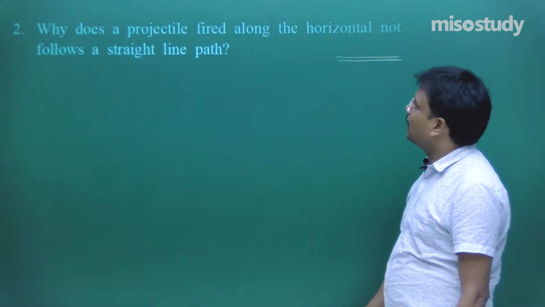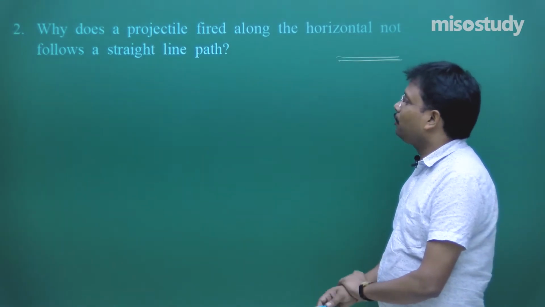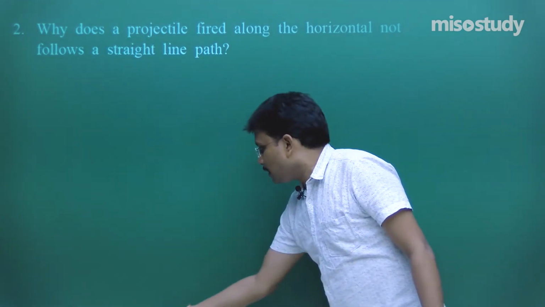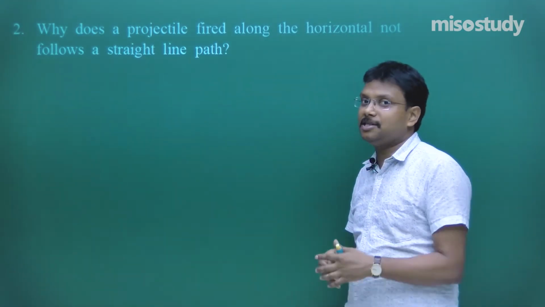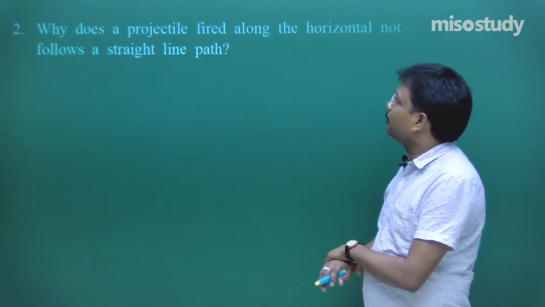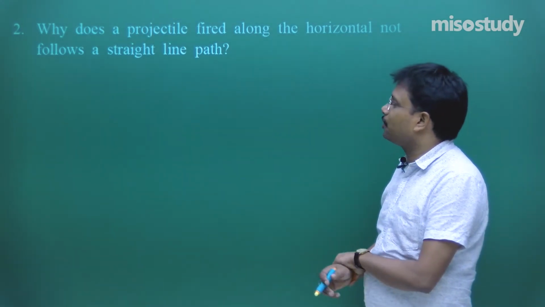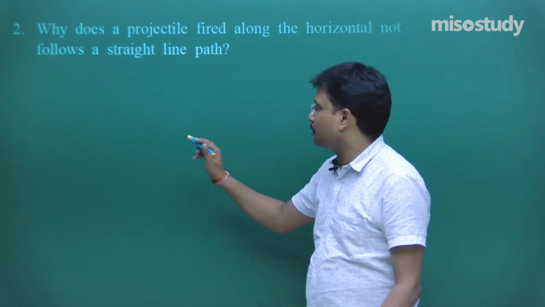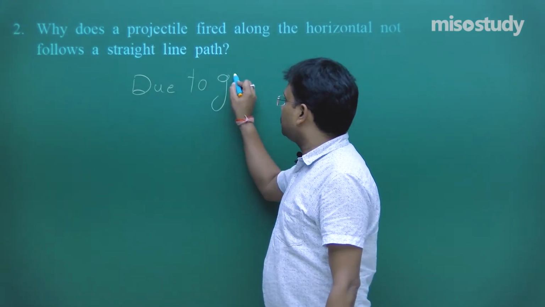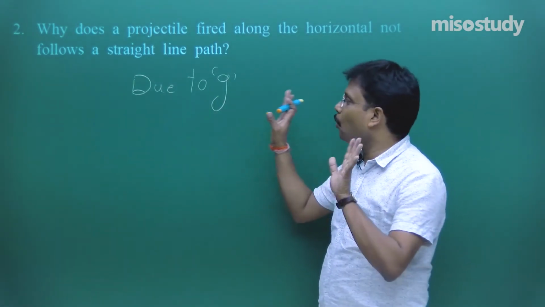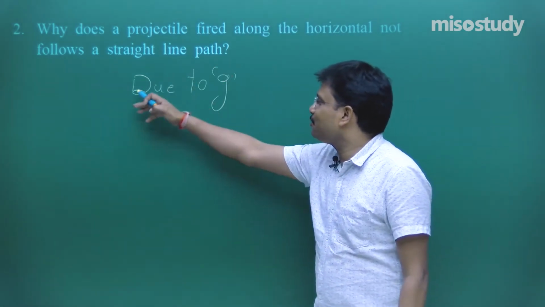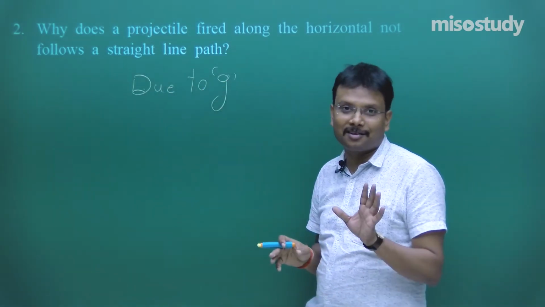Why does a projectile fired along the horizontal not follow a straight line path? Now if you have to answer this question in the examination hall, you have to simply mention this simple phrase: due to g. That's it. It is more than enough. You are supposed to answer in 1 word, and this is so small, just a few letters.